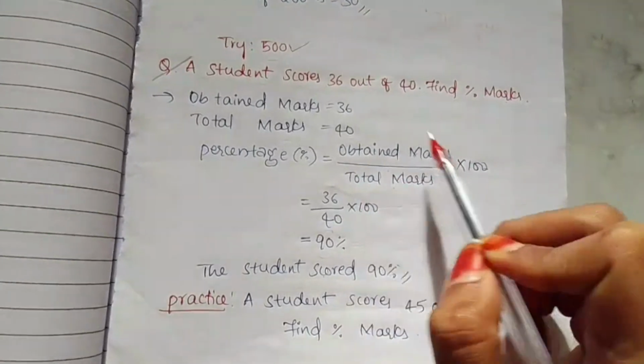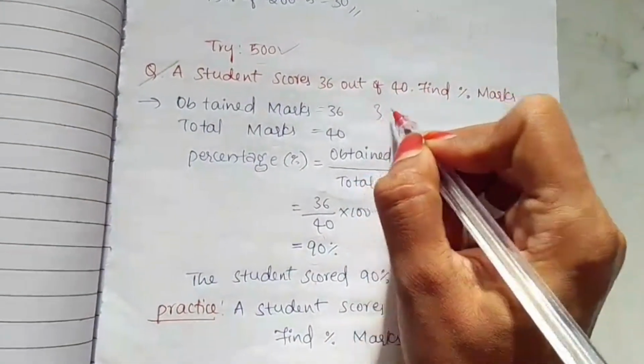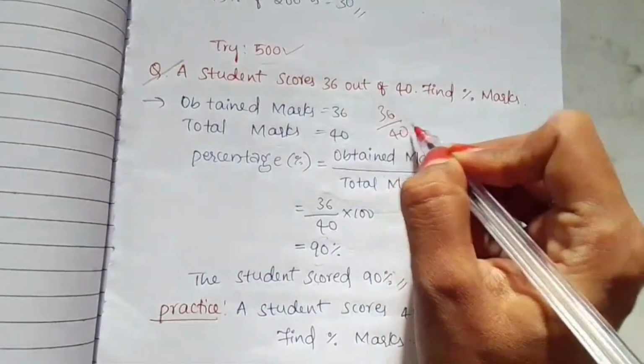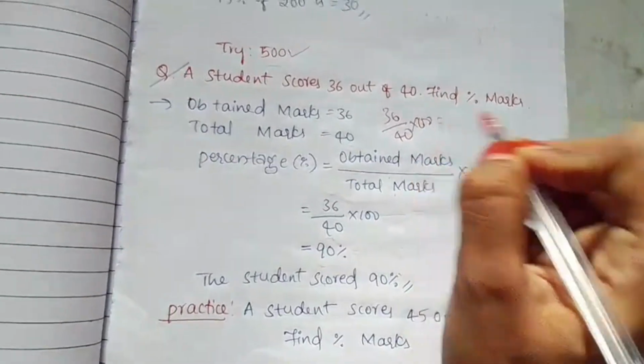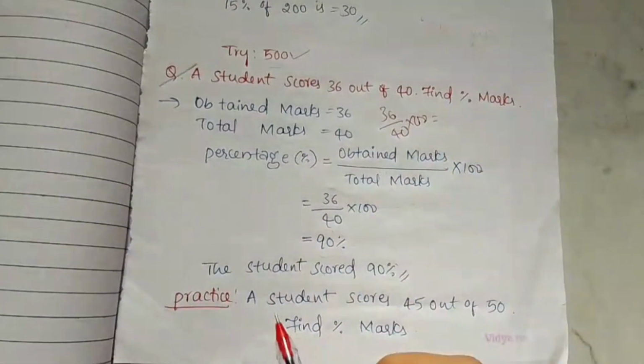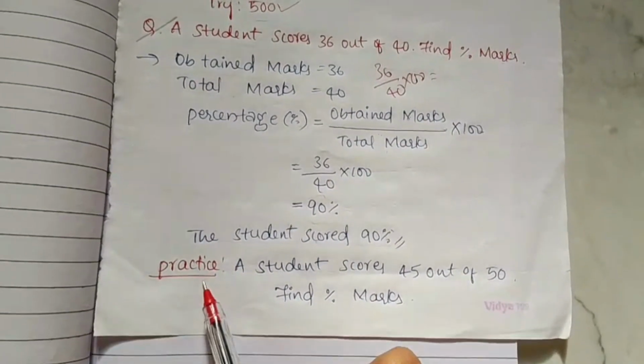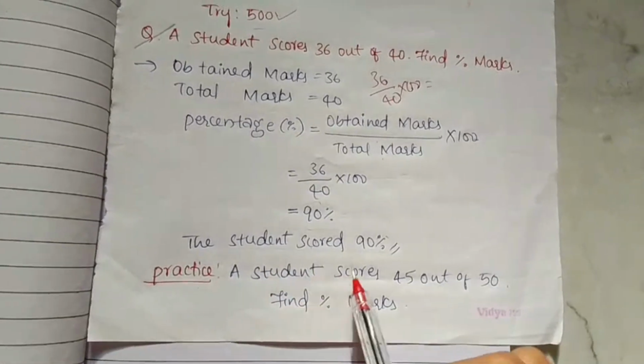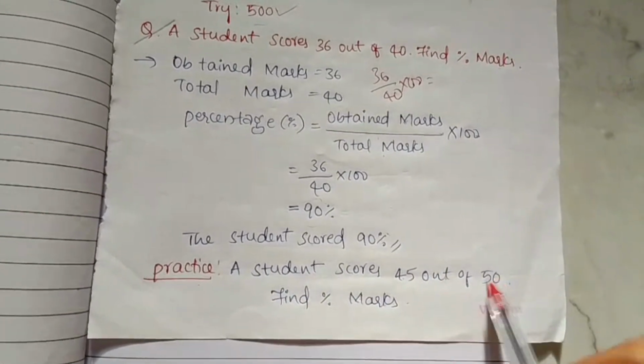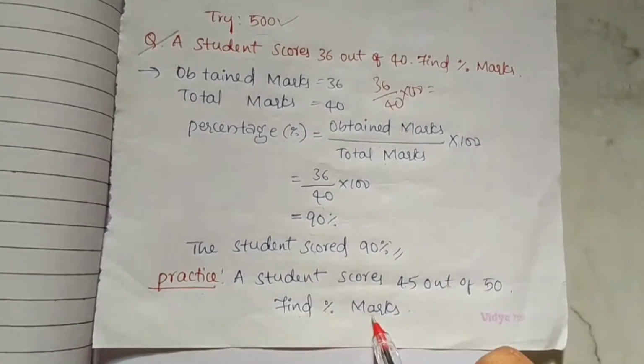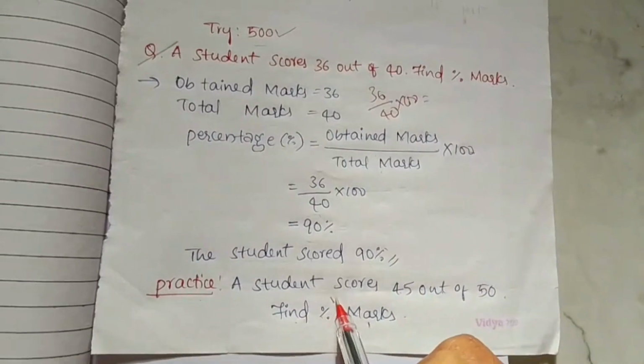Very simple, right? Obtained marks divided by total marks into 100, you will get the percentage. And I have a practice question for you, that is, a student scores 45 out of 50. Find the percentage marks. Practice this and let me know in the comment section.